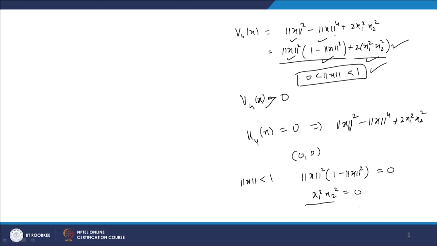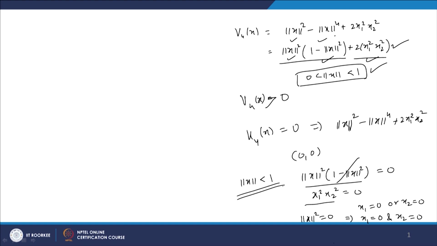Now, this implies that x1 equal to 0 or x2 equal to 0 here, and this other factor cannot be 0. So, the only possibility is that norm of x square is equal to 0. So, this implies that x1 equal to 0 and x2 equal to 0. It means that if we restrict our domain as norm of x less than 1, then V4(x) will take the value 0 only at the origin and no other point.